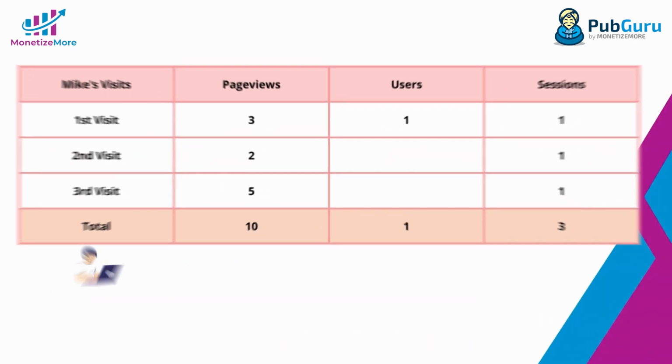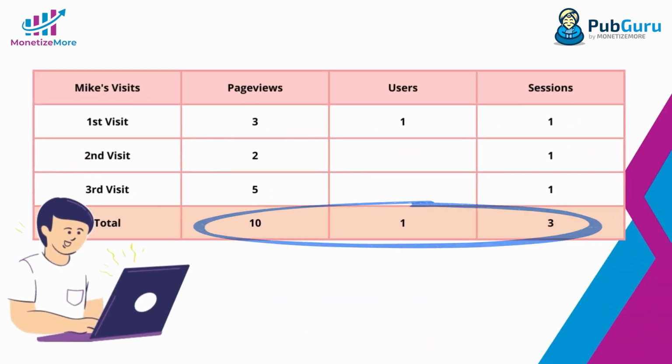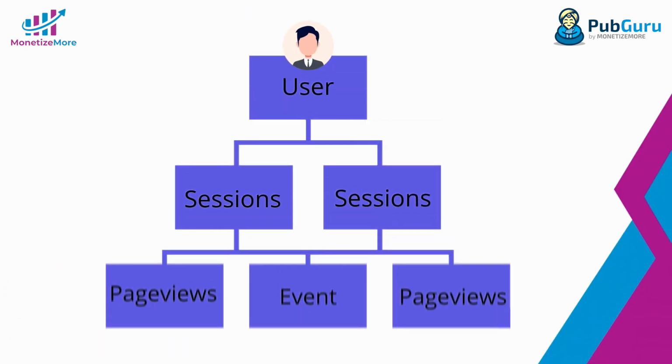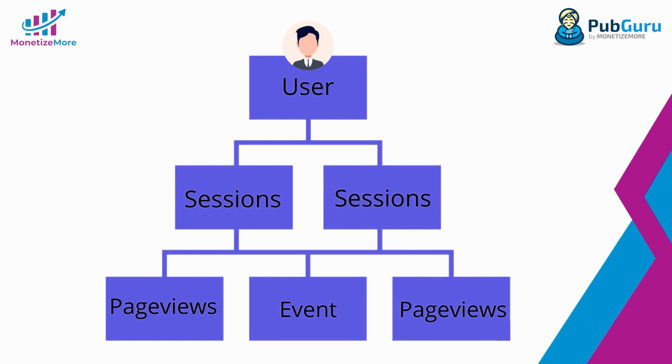Now, if you summarize this, the data would show that there are a total of 10 page views for one user in 3 sessions. If you look at it in a hierarchy, the user can visit the site, and each visit can be a group of page views, events, or another page view. An event can be signing up for a newsletter or answering a test.